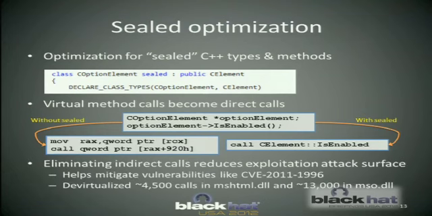Essentially, the upshot of this is if the attacker did have some way to corrupt this vtable in the C++ object header, they can no longer just directly leverage that with the virtual method call to gain control of code execution, because we're no longer even referencing that vtable for these devirtualized function calls. And to give you an idea for some of the impact this has, we've devirtualized around 4,500 virtual function calls in MS-HTML and IE10, around 13,000 in MSO in the new Office.